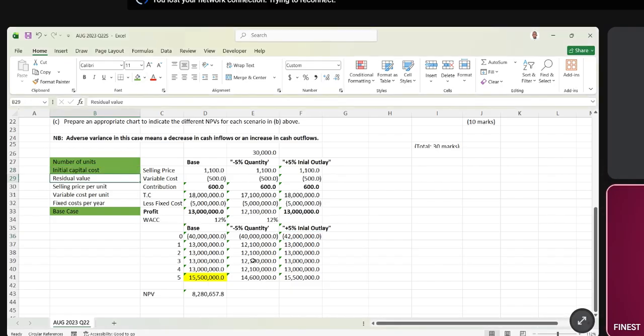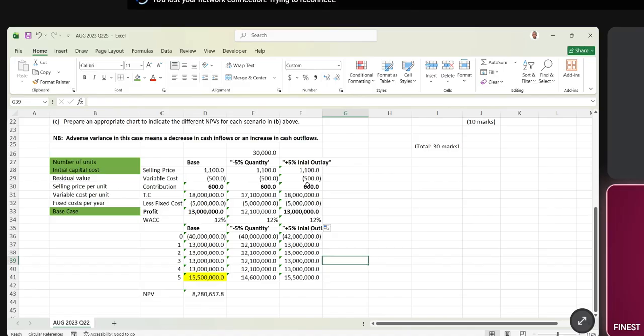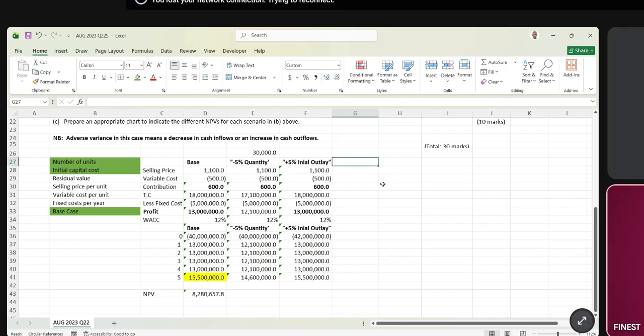We go to the residual value. Is residual value an inflow or outflow? It is an inflow, mwalimu, according to me. Yes. It's cash that you are receiving. Okay. So if it is an inflow, it will be affected downwards. Is that the case? So we come and say, please, if you are not comfortable, let me know. So it is negative 5%.